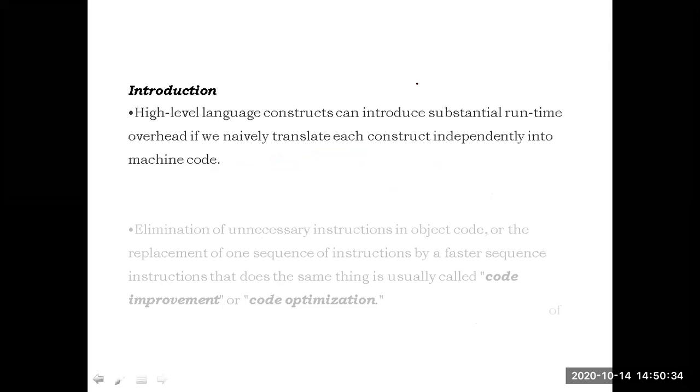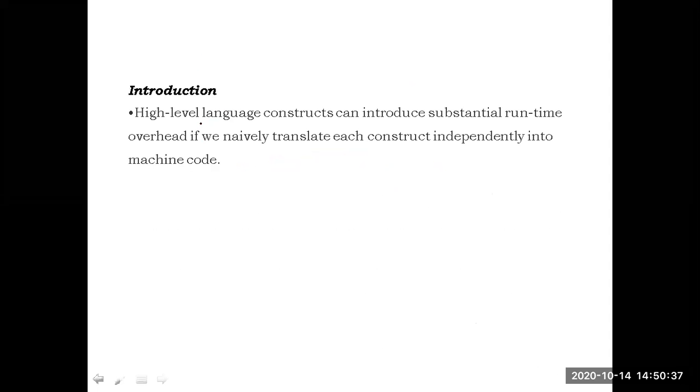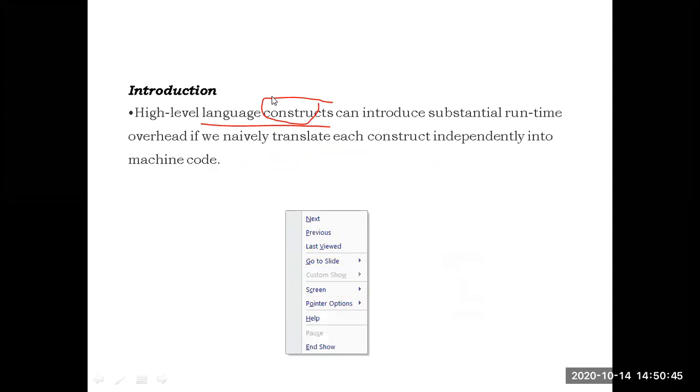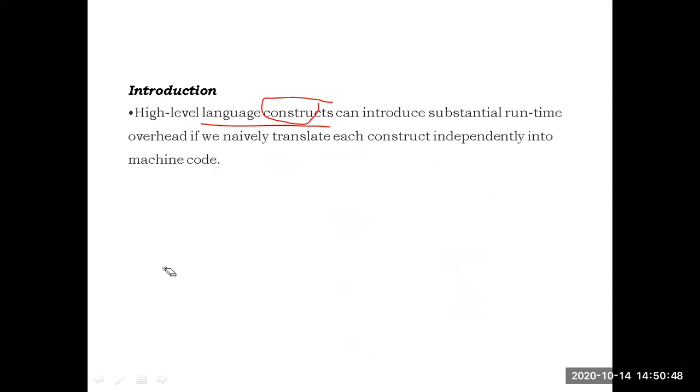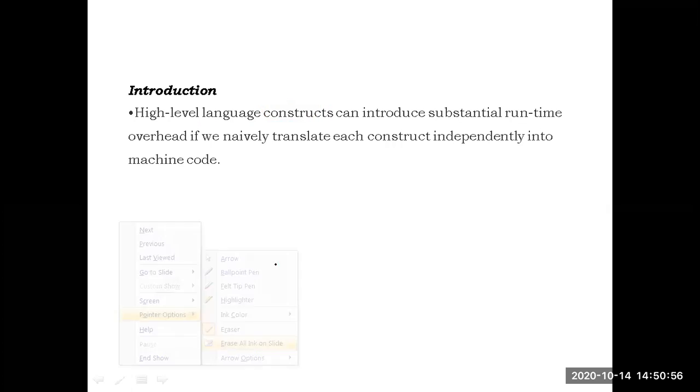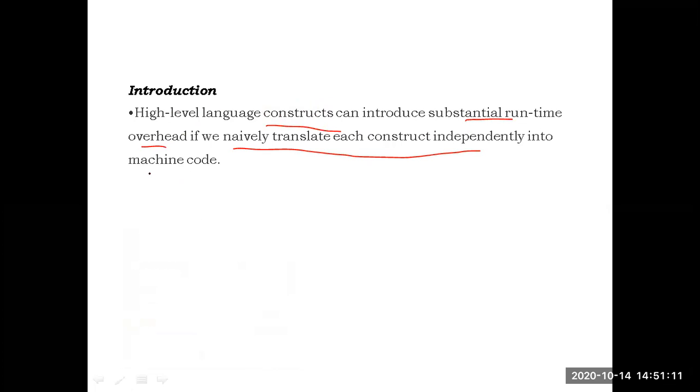See, the first part of the slides is the introduction. Generally, high level language constructs means programming statements. High level language constructs can introduce substantial runtime overhead if we naively translate each construct independently into the machine code.